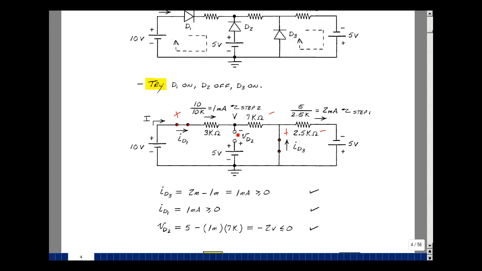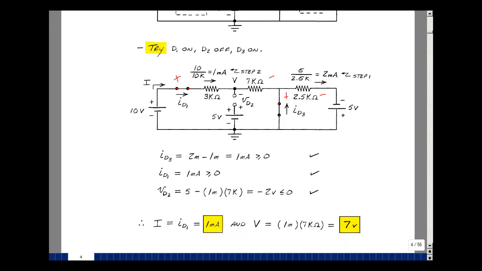And then lastly, what's the voltage across the diode? Well, it's going to be this node voltage, which is 5, minus this node voltage. And this node voltage, I know the current through this resistor is 1 milliamp, and the resistance is 7K, and this is short back to ground. That's 7 volts. That difference gives me minus 2 volts, and so that does check also, that the voltage across the open circuit is less than or equal to 0.